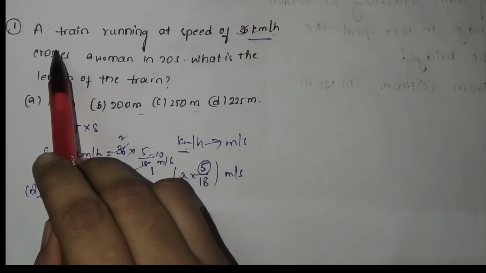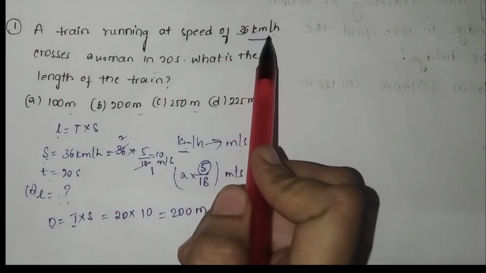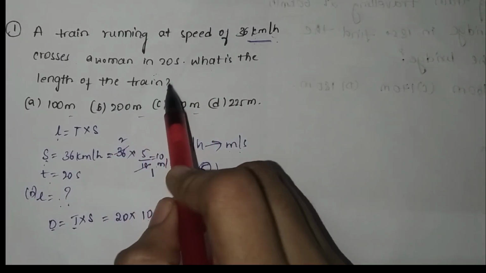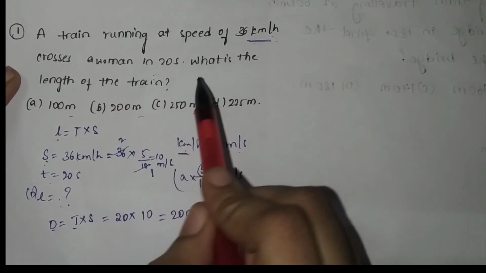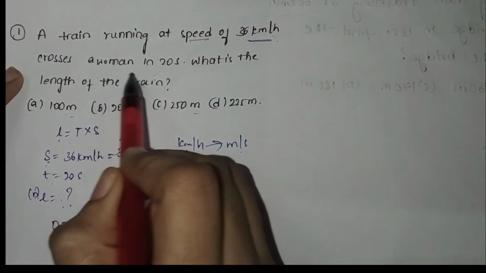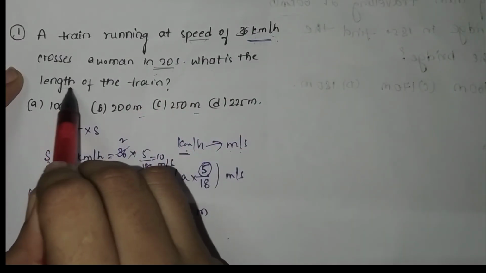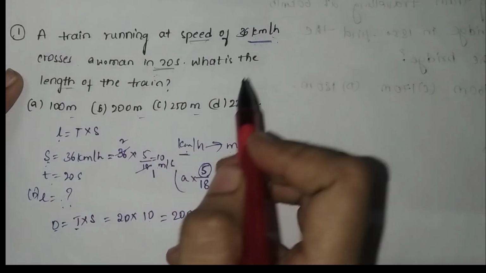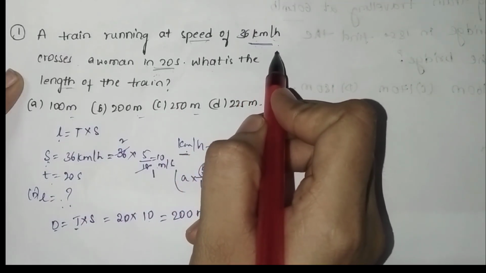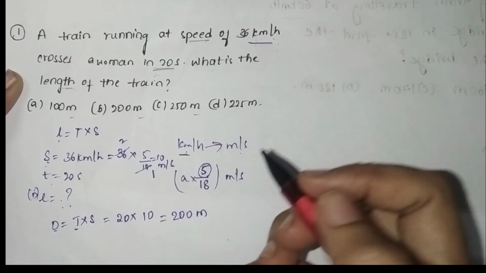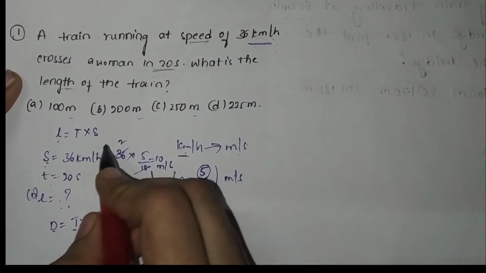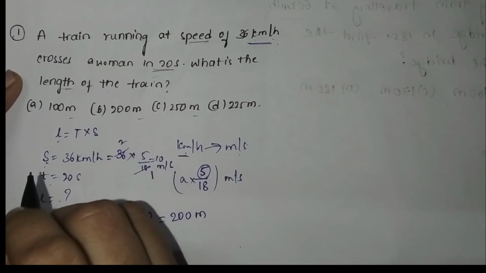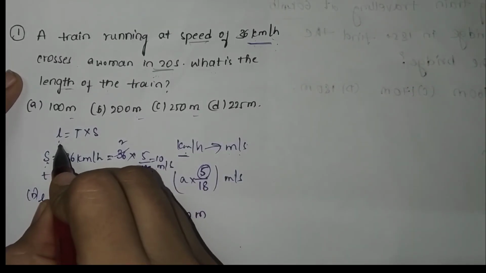The first question: a train running at a speed of 36 km per hour crosses a woman in 20 seconds. What is the length of the train? They gave the speed of the train and the time taken, and they are asking the length. In the options they asked in meters, but in the question they gave kilometer per hour, so we need to convert that and find the length. Length means distance.